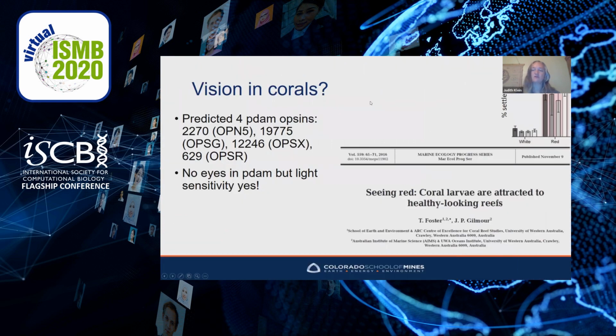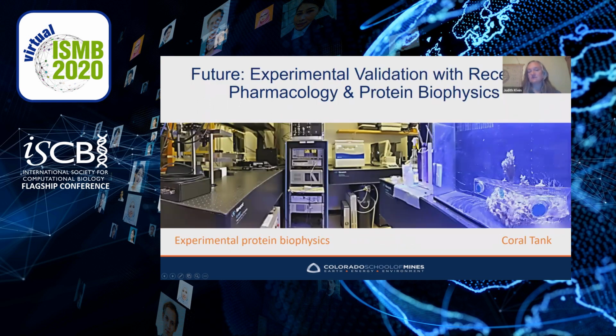So if you repeat this for all of the 11 human and 7 PDAM maps, we propose that there are actually only 4 PDAM opsins, those that are most closely related to OPN5, OPSG, OPSX, and OPSR. And this is particularly encouraging, that we find red opsin in this list, because it's actually known that the corals don't only differentiate between dark and light, they can actually see colors. So the larvae can actually preferentially attach to red surfaces as opposed to white surfaces. In future, of course, these predictions have to be experimentally validated.